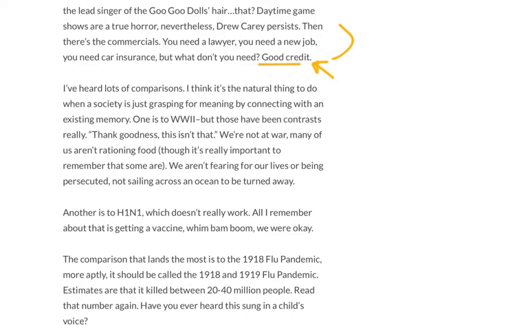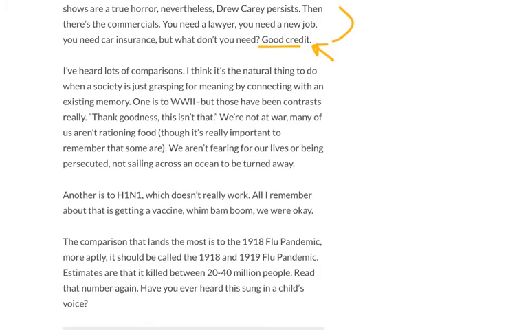I've heard lots of comparisons. I think it's the natural thing to do when a society is just grasping for meaning by connecting with an existing memory. One is to World War II, but those have been contrasts, really. Thank goodness this isn't that. We're not at war. Many of us aren't rationing food, though it's really important to remember that some are. We aren't fearing for our lives or being persecuted, not sailing across an ocean to be turned away. Another is to H1N1, which doesn't really work. All I remember about that is getting a vaccine. Whim, bam, boom, we were okay.